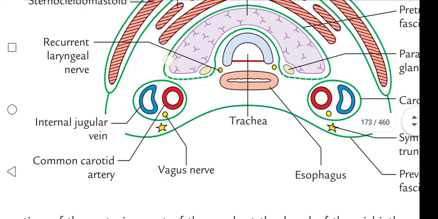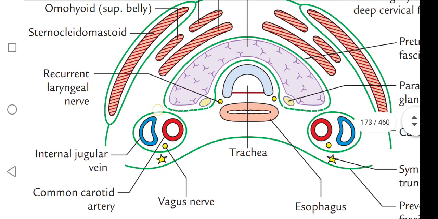This is the posterior lateral surface, and this is the carotid sheath. Okay guys, this is the carotid sheath. In this sheath, three structures, that means artery, vein, and nerve, are embedded. CIV. Okay, artery, vein, nerve, AVN.